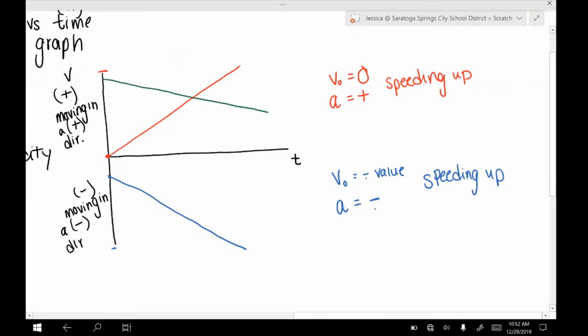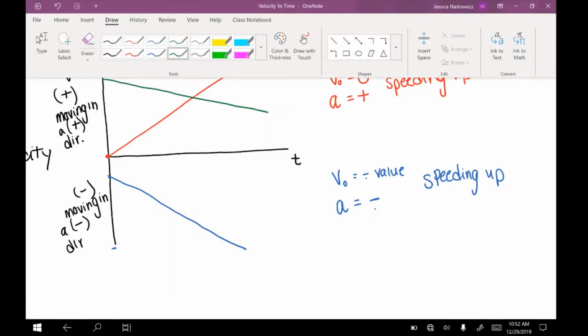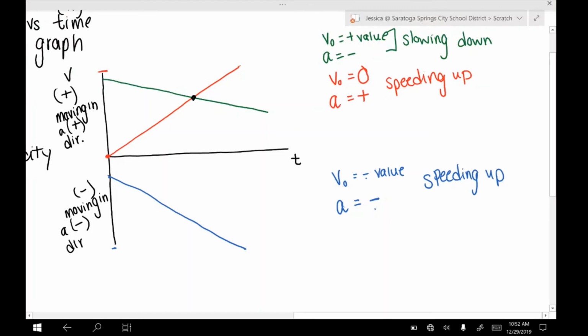So this green graph would have an initial velocity of some positive value, and it would have an acceleration that is negative because the slope is negative. This object would be slowing down. Now, this intersection point right here, where the two graphs intersect, represents where they have the same velocity.